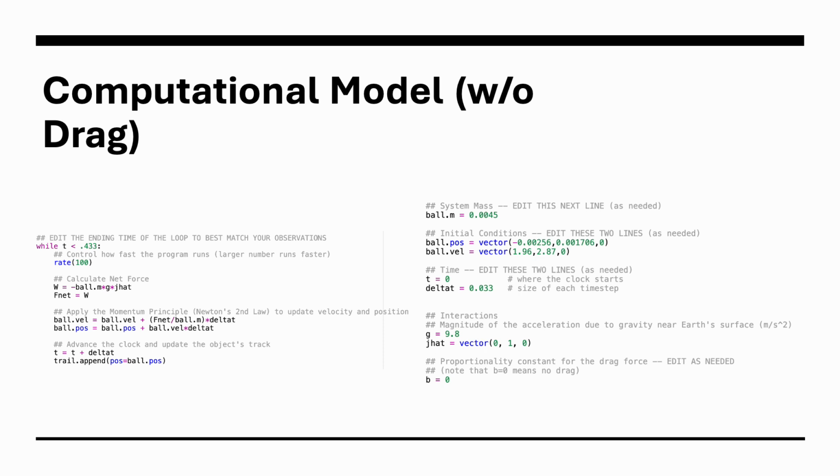Then, we updated the code with the system specifications such as the mass of the ball, which was 0.045 kg, and the initial position and velocity of the ball. The initial velocity value was calculated using the first 2 points from the table generated by Tracker. Since there is no drag for this computational model, the proportionality constant for the drag force is set to 0.